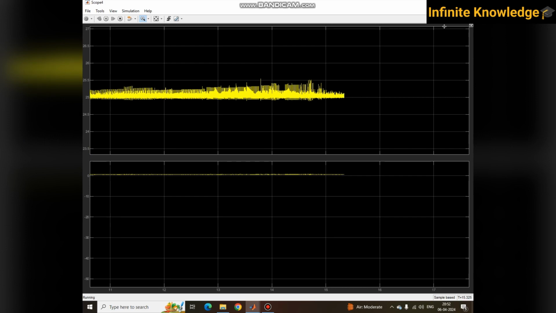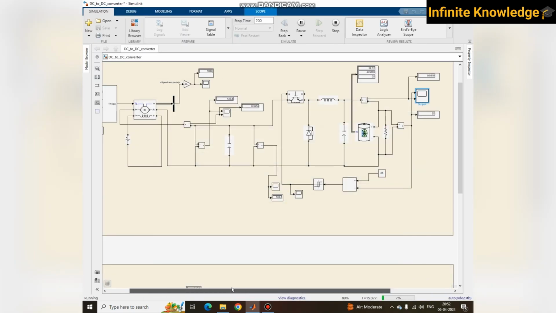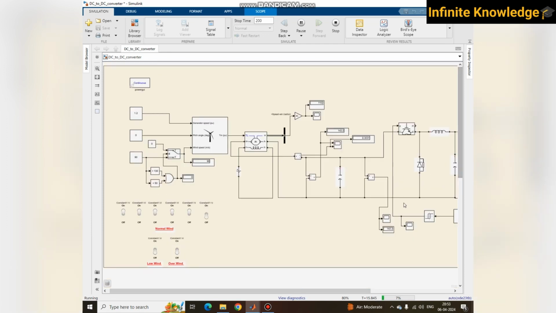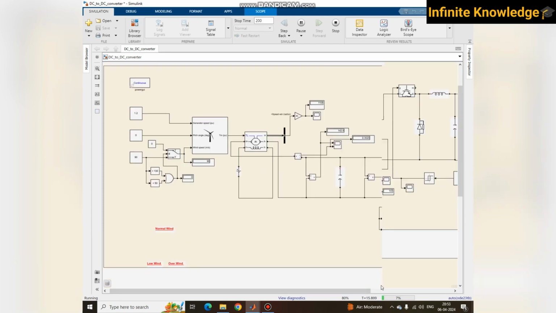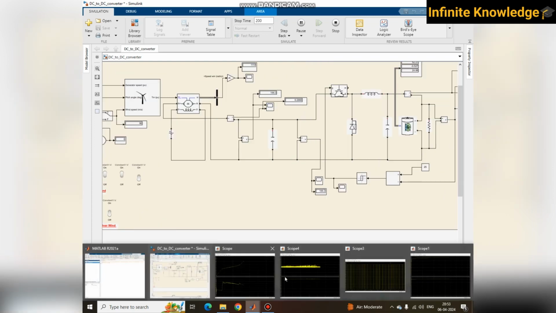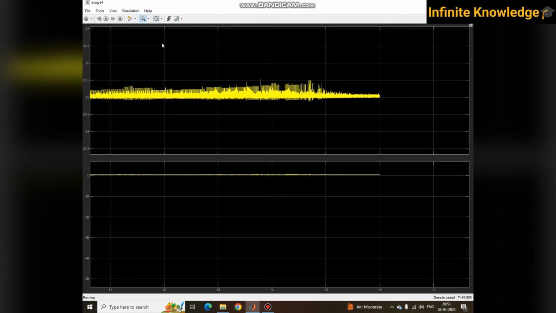Initially my wind is changing. If I press this switch, it does not mean I get high voltage instantly, because as my input wind speed is changed, it takes some time to change. During that time my voltage gradually increases, it does not increase instantaneously. It takes some time to increase. That's why I am getting slightly high variation in the initial state, and then it is a minimum.